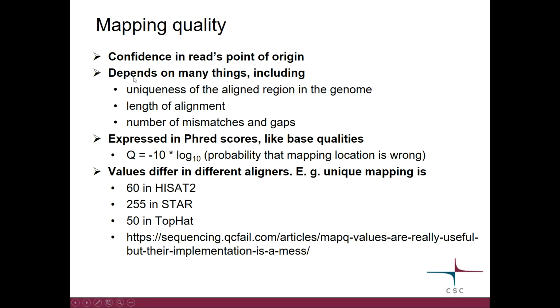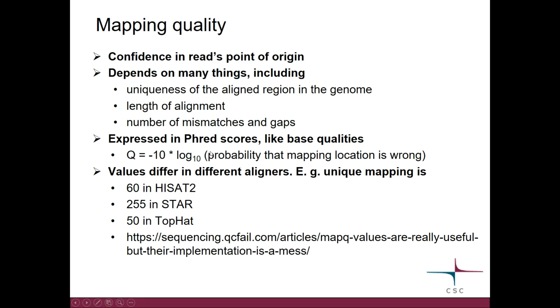This depends on many things, but the most obvious one is how unique that particular place is in the genome. So, in other words, if a read maps equally well to several places in the genome, we cannot have any confidence that it comes from one particular one of them. Mapping quality is expressed in PHRED scores, just like the base quality, so this formula is the same.